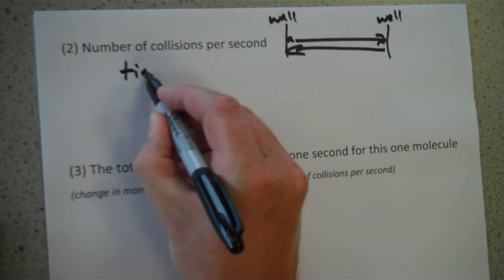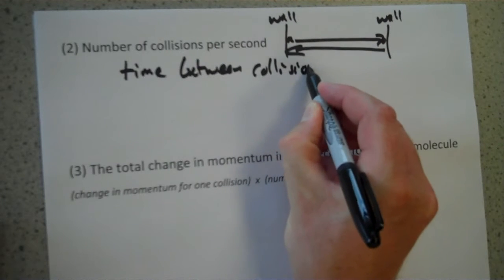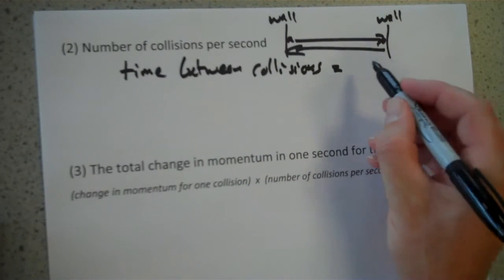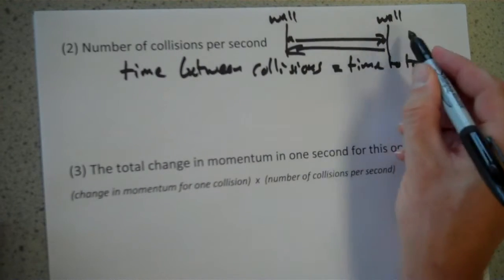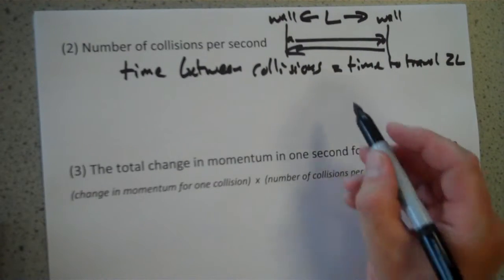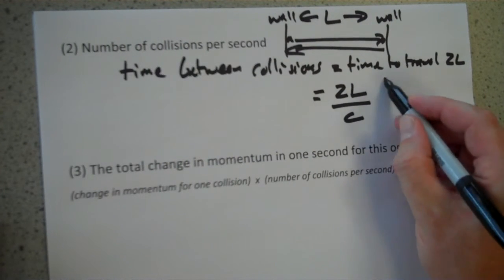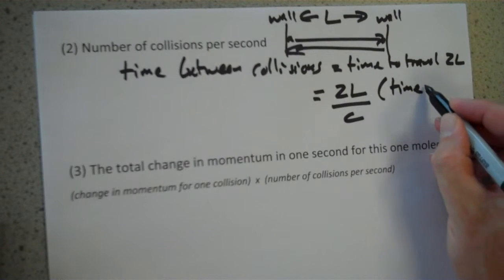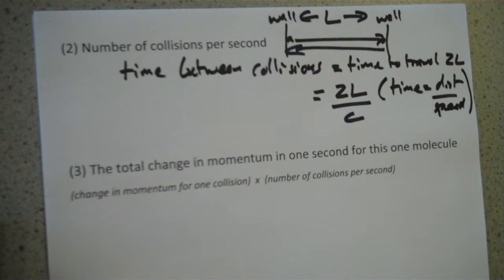So the time between collisions is equal to the time to travel 2L, because that is from one side of the box to the other and back, and we know the box has length L. So that is equal to 2L over c, where c is speed. Just to remind you, time equals distance over speed, if you rearrange the speed formula. So that's the time between collisions, 2L over c, but we want the number of collisions per second.